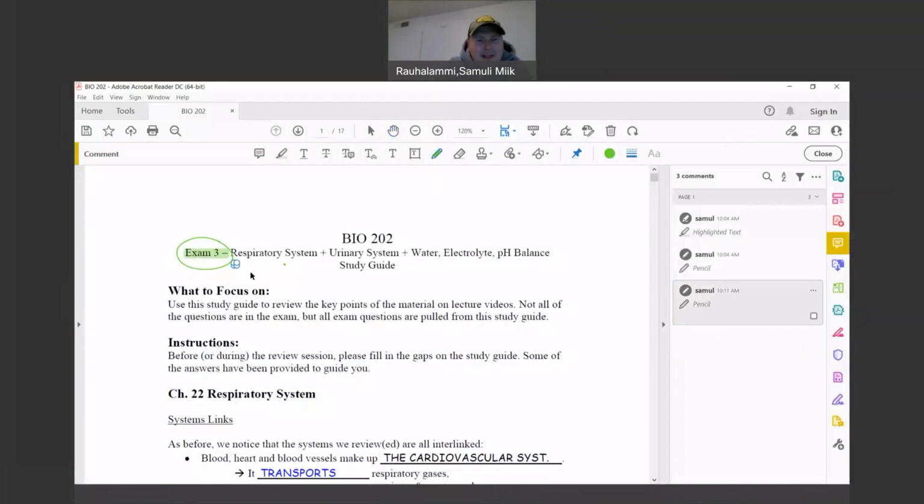For some reason, my screen was working so well earlier, and now it's not allowing me to highlight. Let's give one more try. Yes, that's not doing what I wanted it to do. So let me just see.